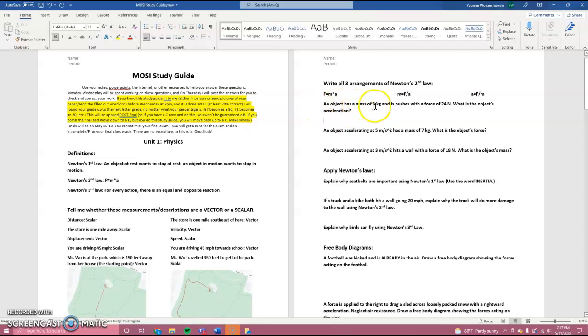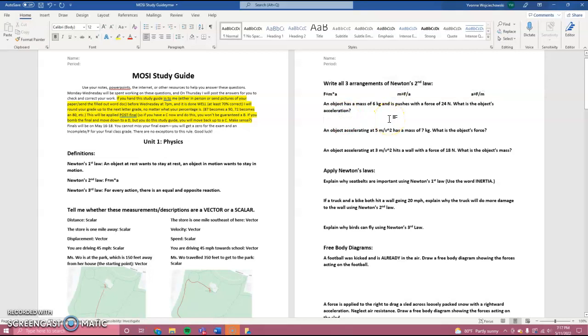An object has a mass of 6 kilograms and pushes with a force of 24 newtons. What is the object's acceleration? So, the acceleration is what we're looking for. That means we're going to use this a equals F divided by m equation that we just figured out, because we're solving for a, and we're given the force, 24 N, and the mass of 6 kilograms.